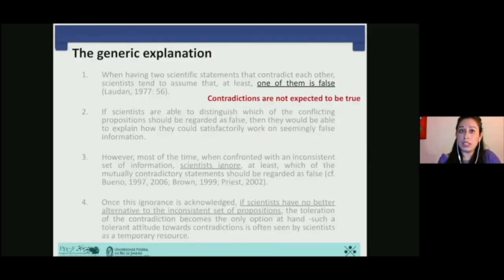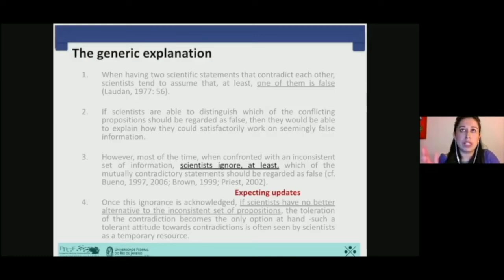So the lessons that we can learn from this generic explanation is that, first of all, contradictions are not expected to be true, at least in empirical science. So that's going to be a very rare scenario. The second lesson is that scientists ignore at least the truth value of the two propositions, and so they are going to be expecting updates about that. They are going to be expecting an update that tells them whether P is true or not P is true, and so on.